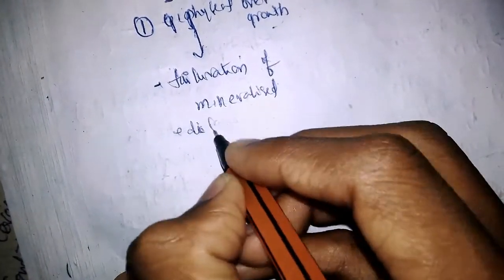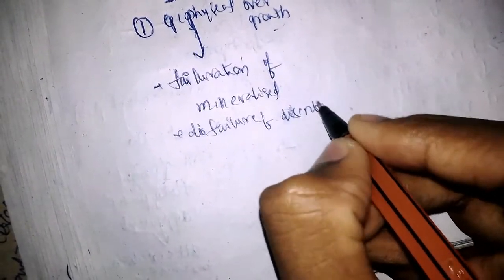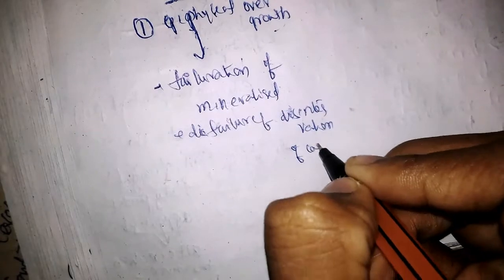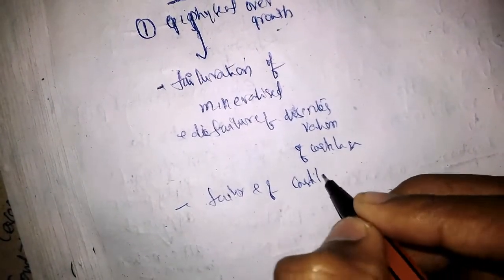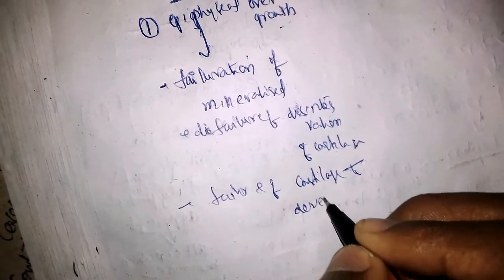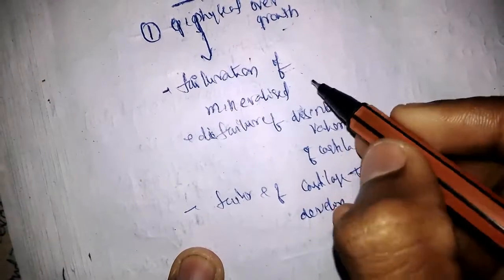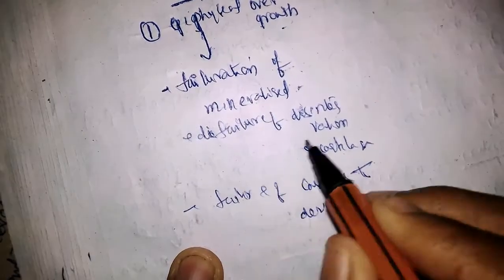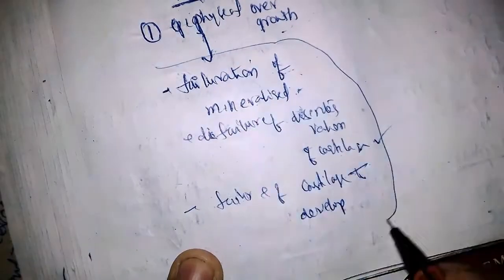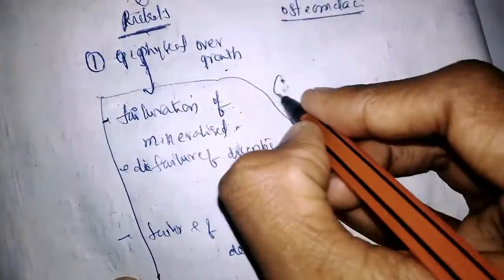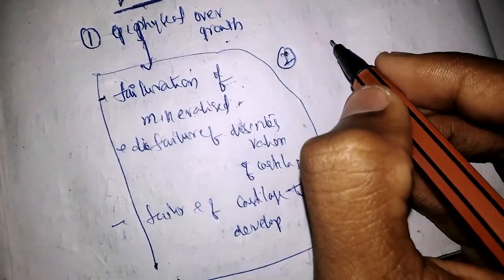Due to failure of disintegration of cartilage, and failure of cartilage cells to develop. All these three things lead to epiphyseal overgrowth: failure of mineralization of cartilage or osteoid matrix, failure of disintegration of cartilage cells, and failure of cartilage cells to develop. And the second thing that happens is disturbance in the replacement of cartilage by osteoid matrix.